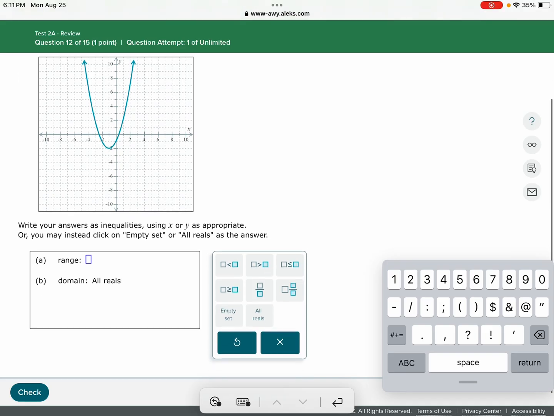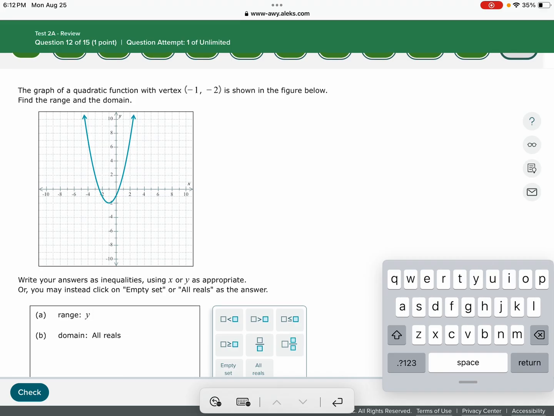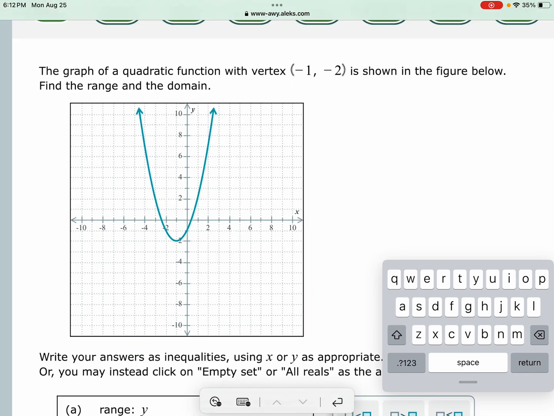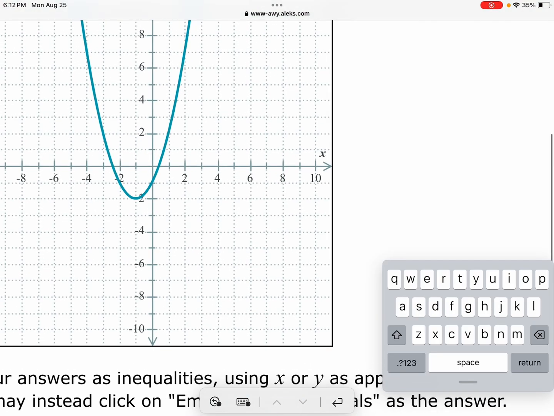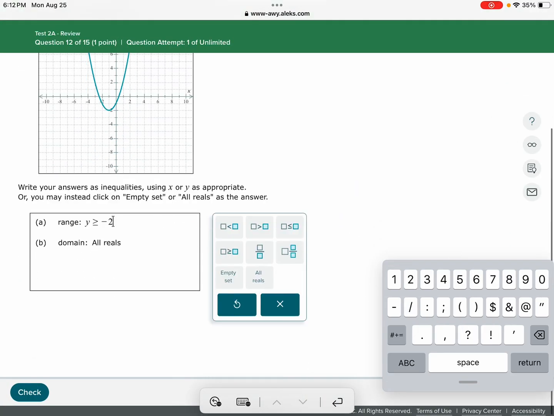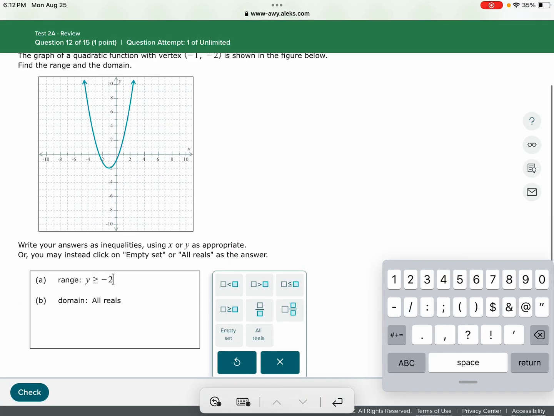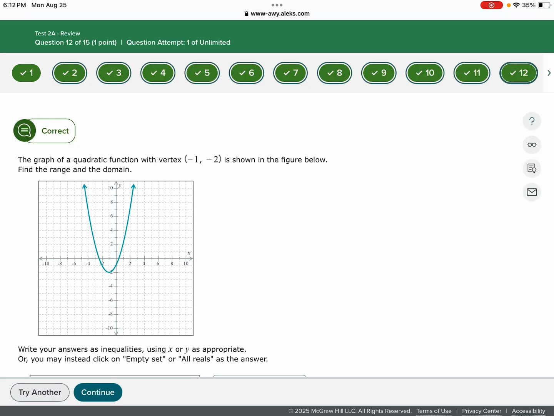Hopefully that's what all reals means. I don't know. For the range, so if I click in here, the range is not all real numbers. I'm going to have to use inequalities, and the range uses y, so it's y, and I have a minimum, so that's going to be y is greater than or equal to, and the lowest y value is -2. So -2. We're just looking at all the y values there, and then let's go ahead and check, see if I got it, and we're good.